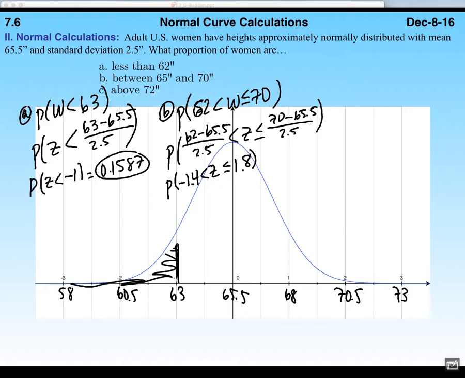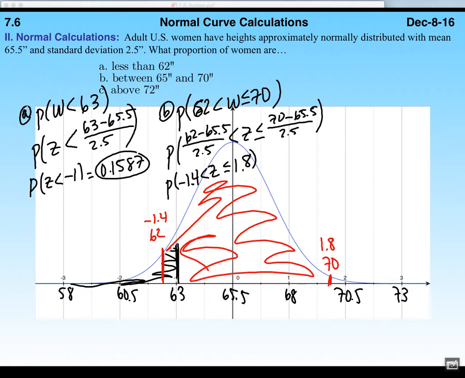Of course, we need to mark this on the figure. I forgot to do that. So 62 is about here. So you would put 62 inches, and then above it, I want you to put the z-score. And then over here is our 70 inches, and above it, the z-score of 1.8. And then highlight to tell me that this is all the stuff that you're looking for.